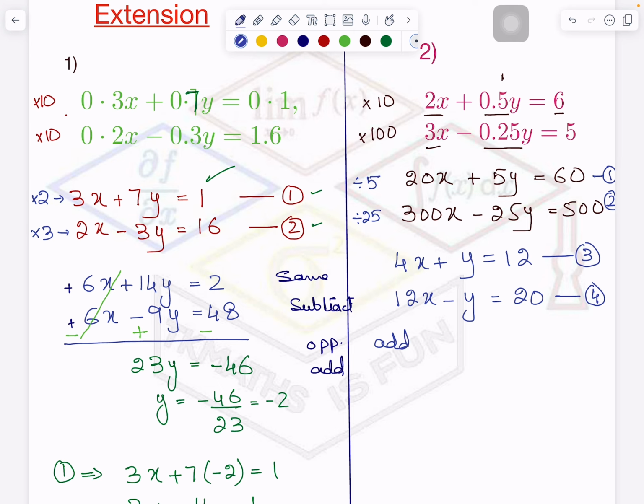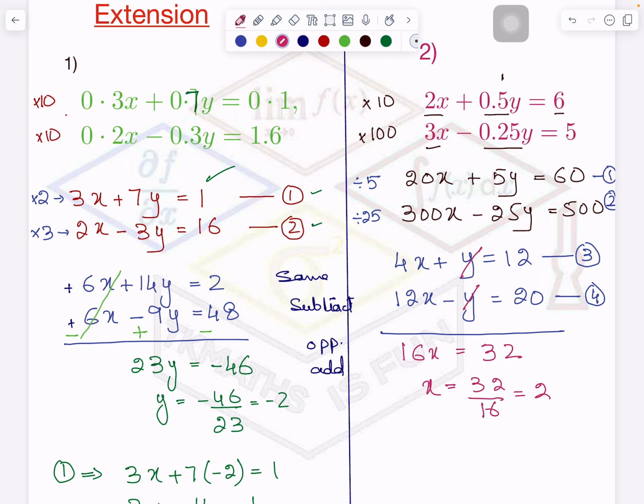When signs are opposite, we add the equations, right? So when I add the equations, this is I'm writing just to explain it to you. So when I add the equations, this will cancel out and I will have here 16x is equals to 32, right? And what is 32 divided by 16? So x is equals to 32 divided by 16 is equals to 2.